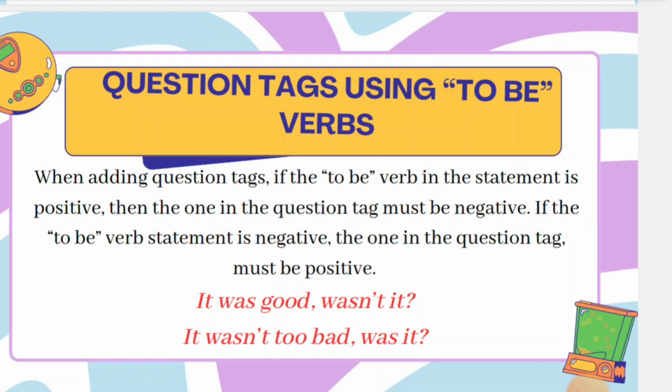Remember, if the to be verb statement is negative, the question tag is positive. If the to be verb statement is positive, then the question tag should be negative. We see the example. For example, number one: It was good, wasn't it? So similarly, you see here that we use the positive to be verb statement and then the negative tag. And similarly, it wasn't too bad, was it? So now you perfectly understand what the question tags are.